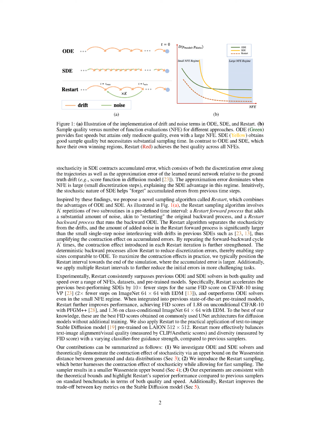Drawing on these insights, we've developed a new sampling algorithm that we're calling Restart. It combines the benefits of both ODE and SDE by alternating two subroutines: a forward process that adds substantial noise, which is like restarting the original backward process, and a backward process that runs the backward ODE. By repeating these two steps multiple times, we're able to reduce accumulated errors more effectively, while also minimizing the discretization errors.